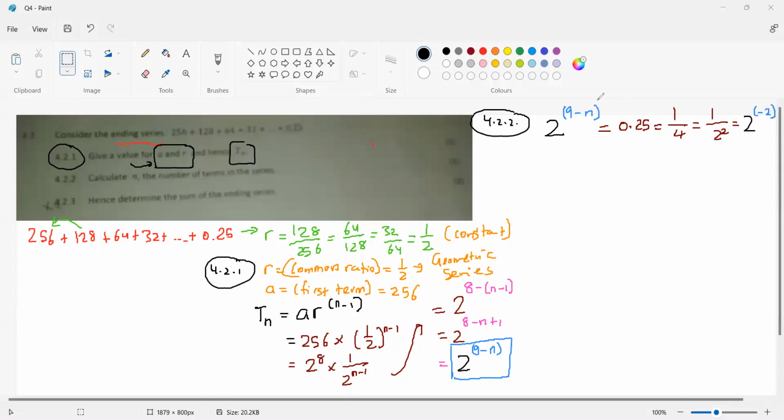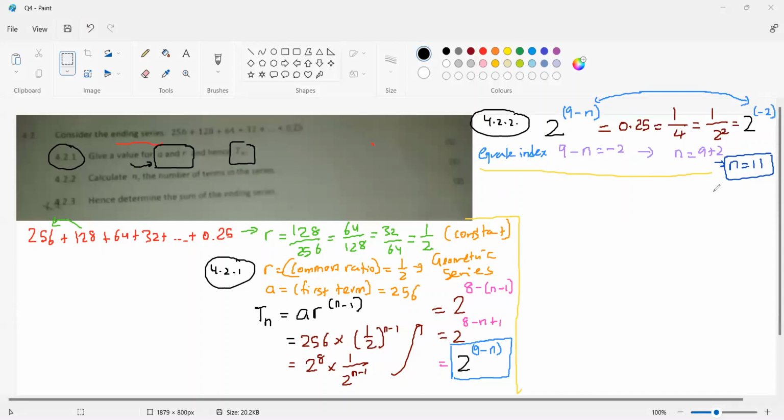So we equate the index, talking about these two parts. If we equate the index, then we should see that 9 minus n equals negative 2. Just rewrite to solve. So n equals 9 plus 2, or finally, n equals 11 terms. So that's how we figure out the second part using the formula approach.